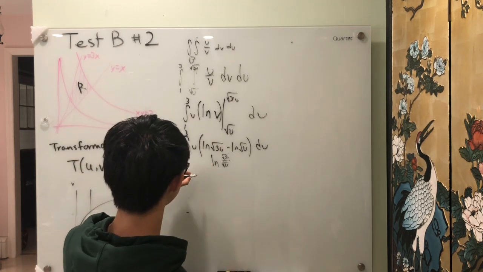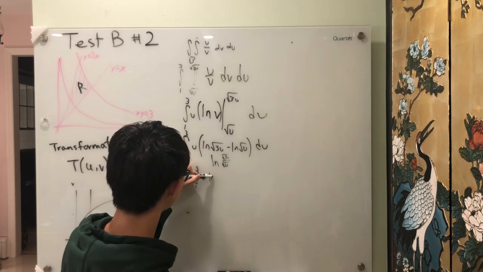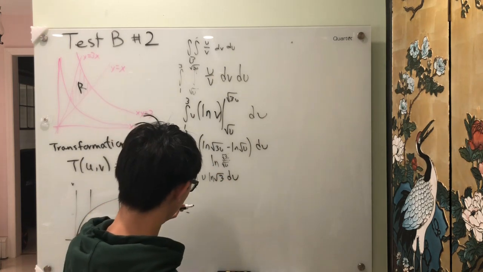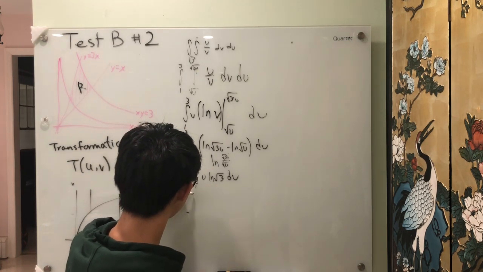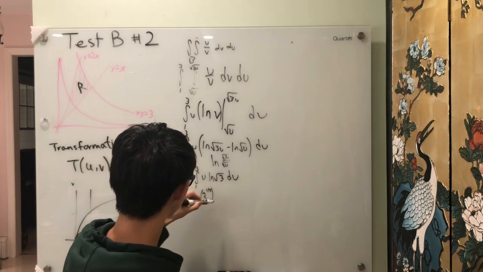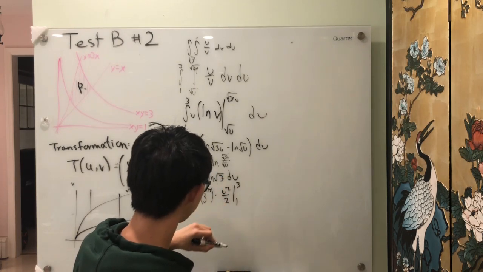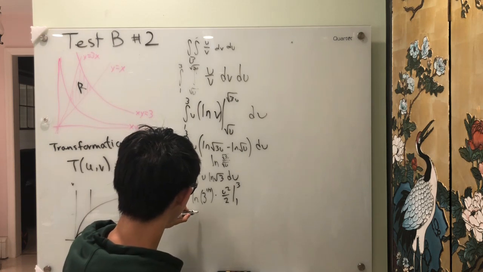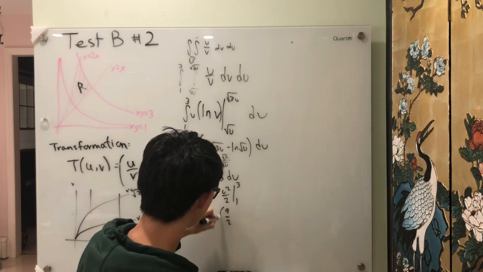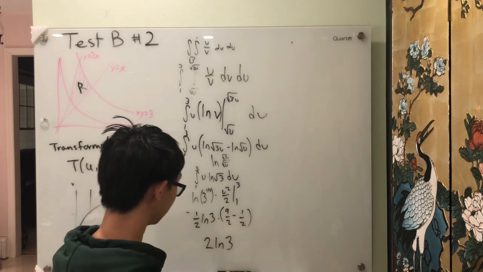And square root u cancels, and we have the integral from 1 to 3 of u times the natural log of the square root of 3 du. This becomes the natural log of, we can rewrite this as 3 to the 1/2 times u squared over 2 from 1 to 3, and this becomes 1/2 of the natural log of 3 times 9 over 2 minus 1 over 2, which simplifies to 2 times the natural log of 3.